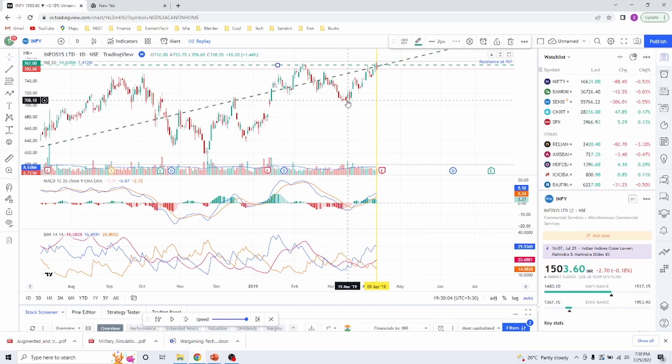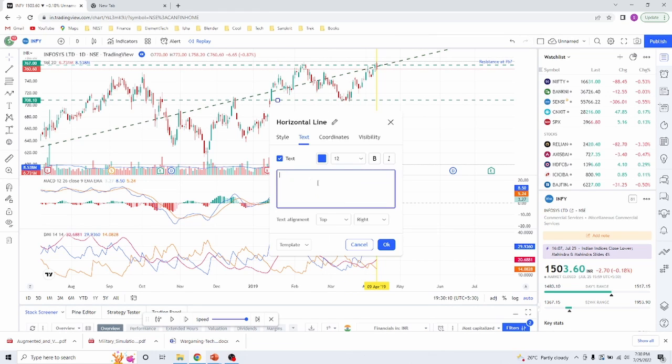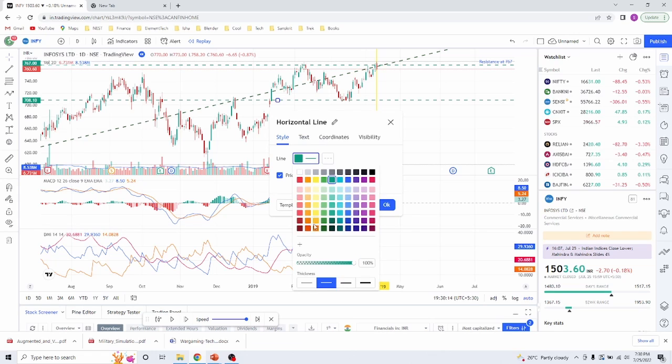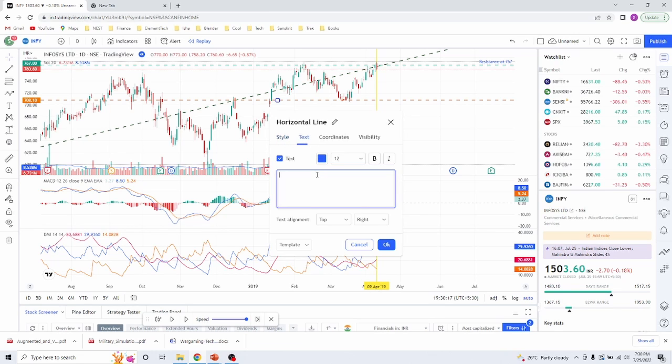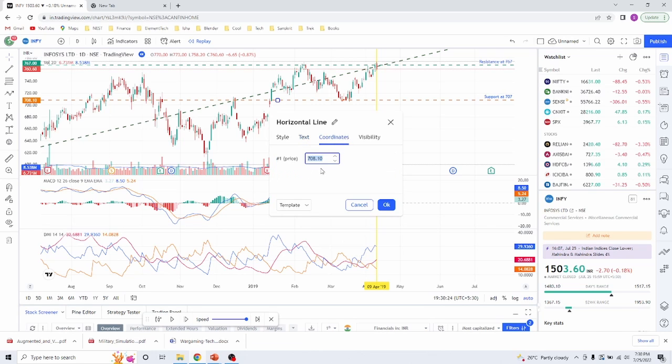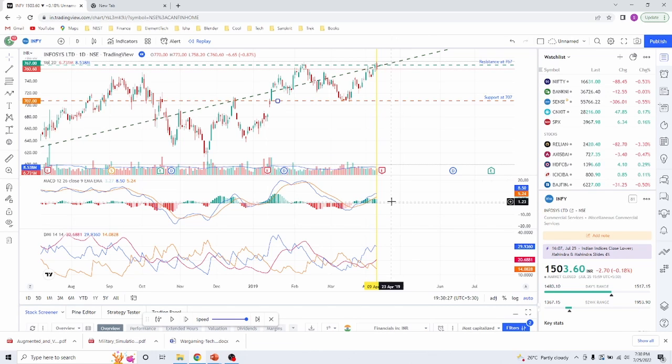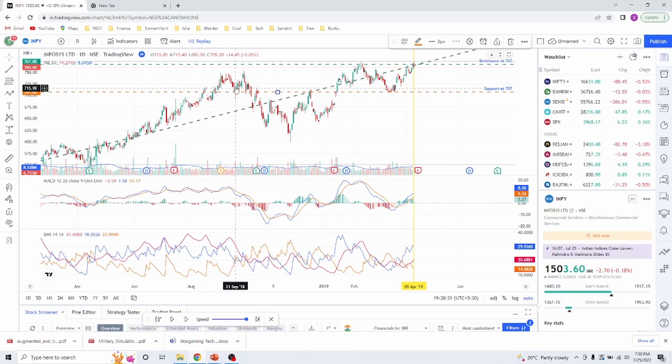If I put a line at around 707, if you see this line again, I'll do Alt H, and I will right click, settings, style. Okay, maybe I'll give it a little brown color, make it a dash line, and I'll put it at support at 707. I'll go to the coordinates. I'll make it 707 here also. I'll say okay.